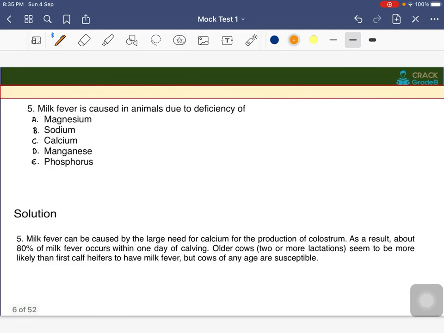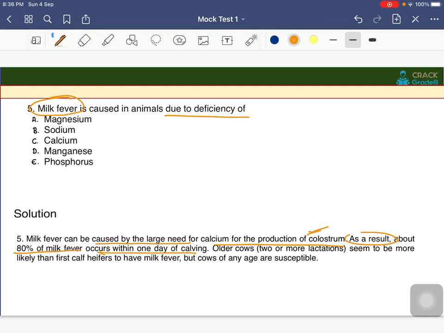Next question. The milk fever is caused in an animal due to the deficiency of. What is this milk fever? This is a type of fever which can be caused by a large need for calcium for the production of colostrum. What is colostrum? This is a proteinaceous product which comes out of the animal's body after the delivery of the calf, right? That is called colostrum. As a result, about 80% of milk fever occurs within a day of calving.